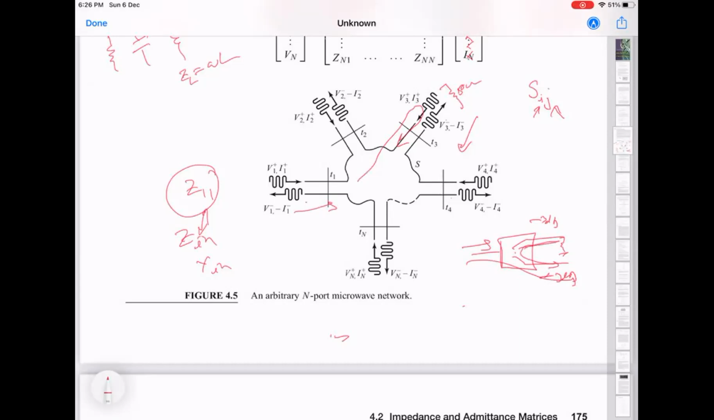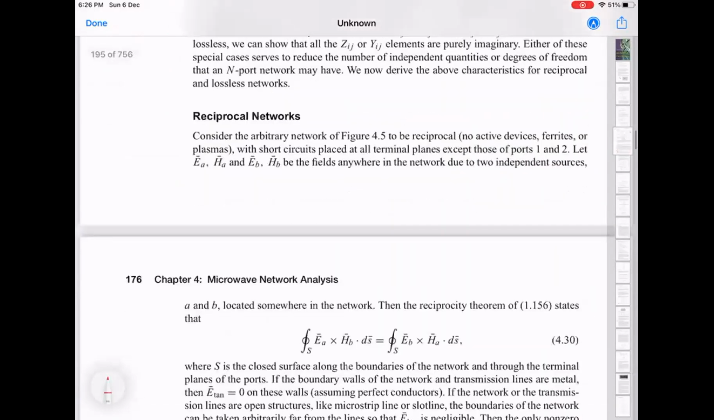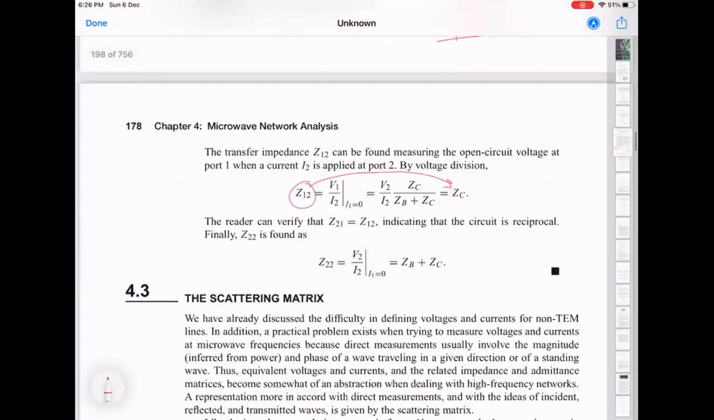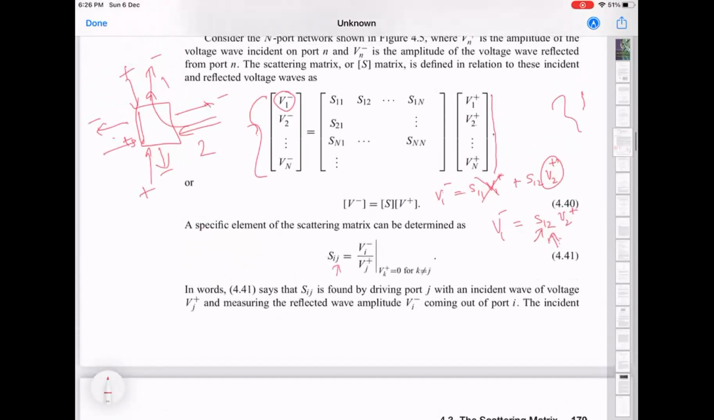If you're trying to measure reflection out of this, ideally all of the power going in should be absorbed. But if you don't terminate that, that power could come back here as well, and you'll measure something incorrect. So it's extremely important to do that as a practical thing as well. And that's basically what the definition of this quantity is also saying.